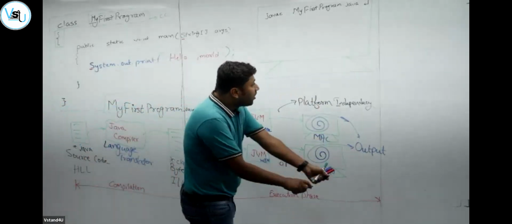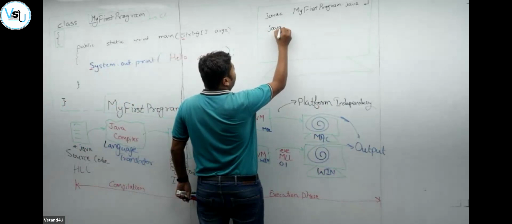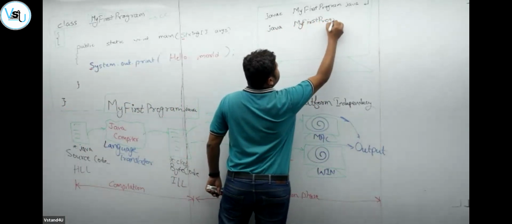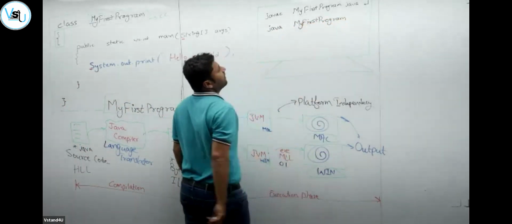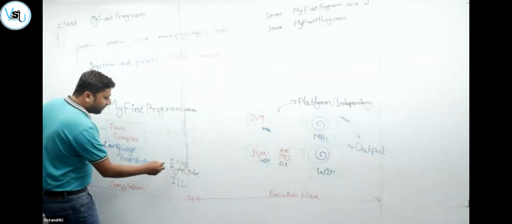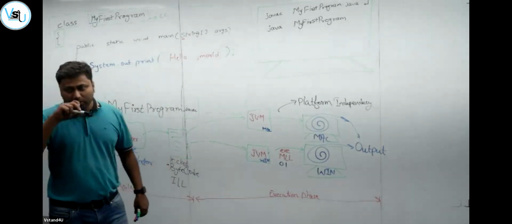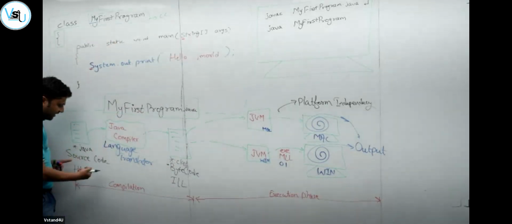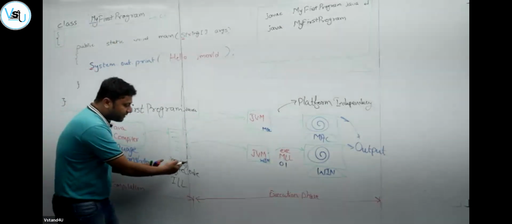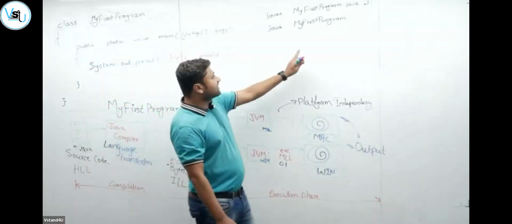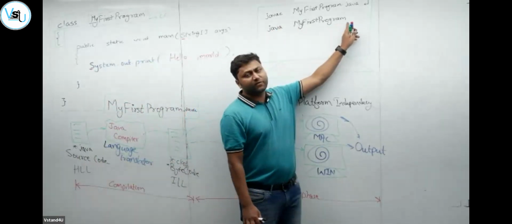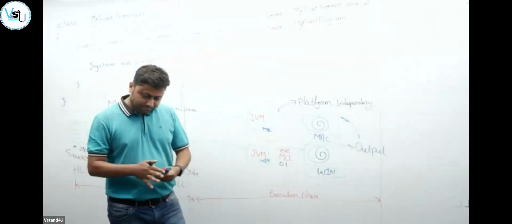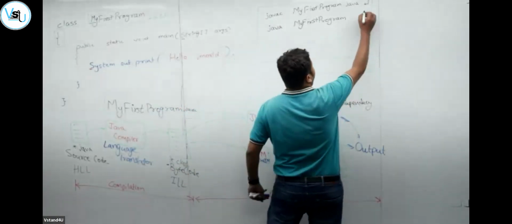Execution phase. In order to execute, I'll be writing java and just the name, without any extension, just the name. Are you getting my point, everybody? And this name should be the name of the bytecode. Although in our case, whatever code we wrote, the class name is the same as the file name. Whatever the source code name is, with the same name the bytecode will be generated. But strictly speaking, as per the rule, after java we should give the name of the bytecode, only the name without the extension. Then of course, without fail, I'll hit enter.